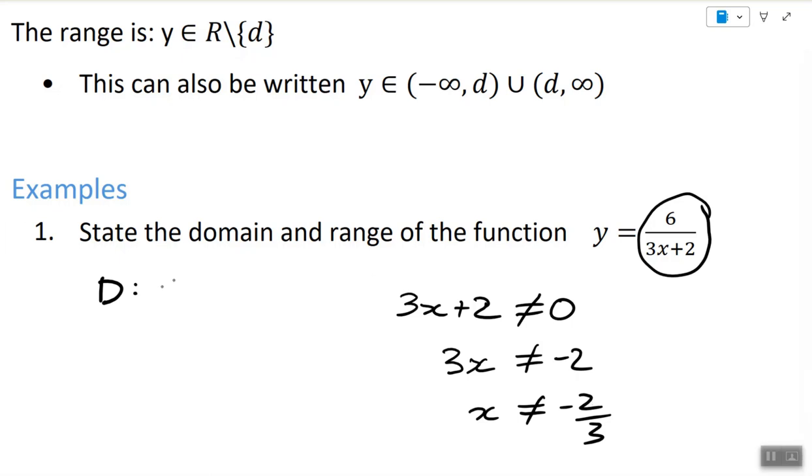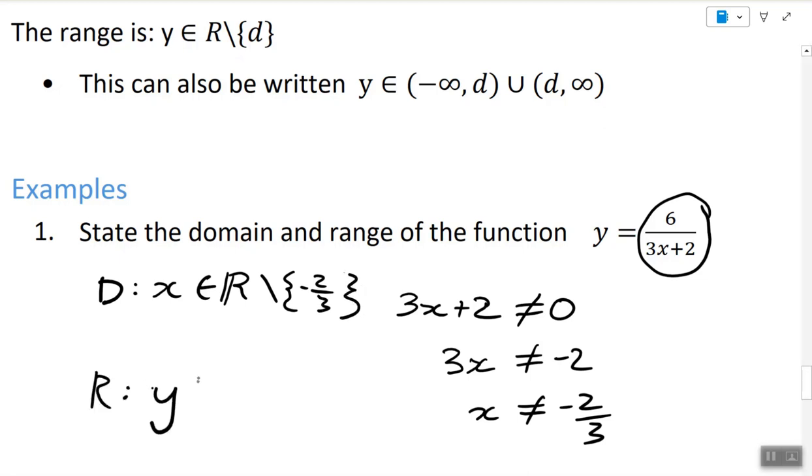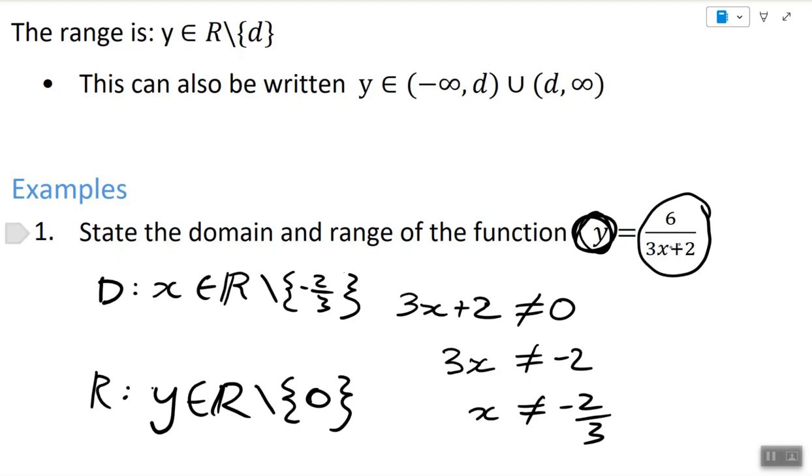So the domain is x is an element of what? X is an element of real, except negative 2 over 3. So y is an element of reals, except it cannot equal 0. Because if I substitute 0 in here, I can't get an answer for x. It doesn't work.